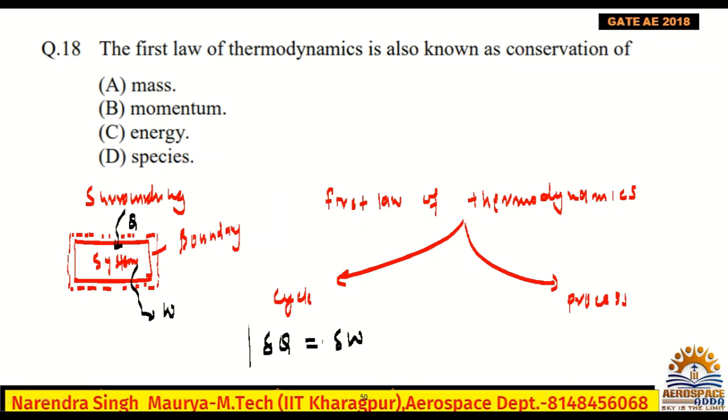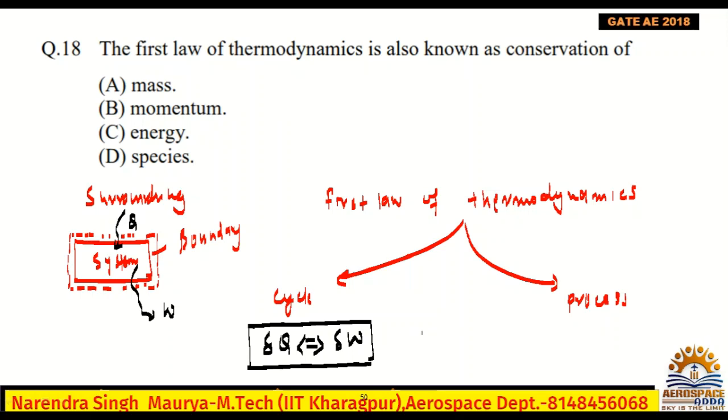Obviously one constant you may get, because it denotes heat conversion into work or work conversion into heat. Both will be possible. Both conversions, from heat to work or work to heat, you can get. So the summation of the amount of heat supplied to a system will be converted into work. This is for the cycle.